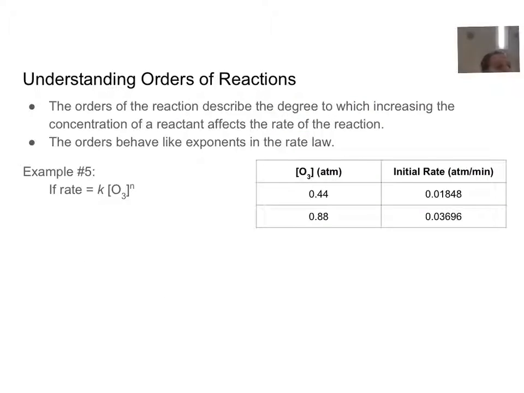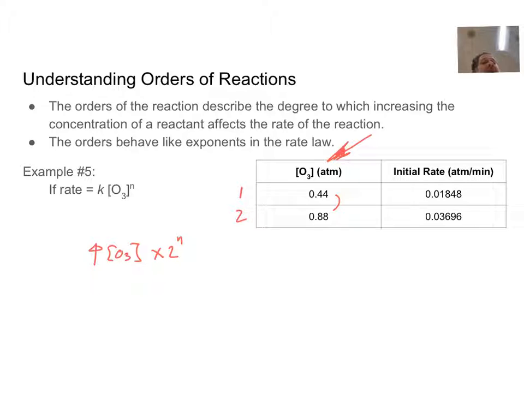In this particular case, the first thing that we're going to look at is this reactant here, which is O3. We're going to call this data trial 1 and trial 2. The first thing we look at is what happens in terms of concentration from trial 1 to trial 2. Well, 0.44 atm to 0.88 atm, we could say that concentration increased by 2. So we're going to say that we doubled it.